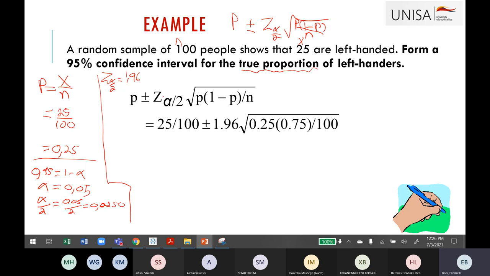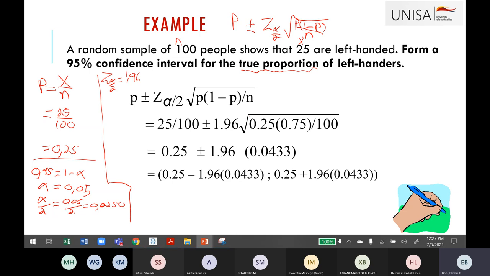0.25 plus or minus my critical value. I just did find my critical value of 1.96 times our p. I've already simplified it, which is 0.25. 1 minus 0.25 is 0.75 divided by 100. And I just calculate the standard error. And I find that my standard error is 0.0433 multiplied by 1.96.